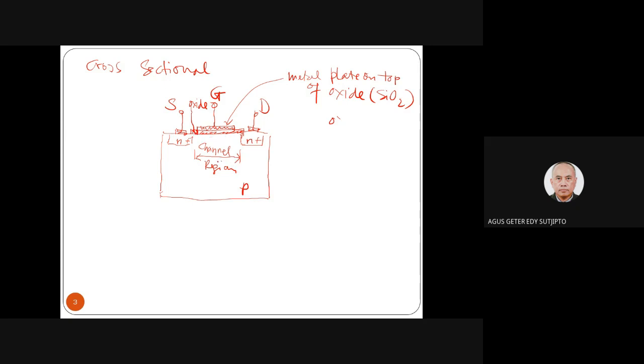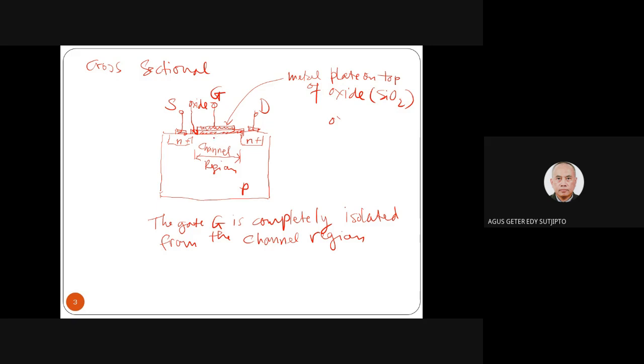In this case, the gate G is completely isolated from the channel region. See here, gate G. This is a metal plate on top of the insulator, totally isolated from this channel region.